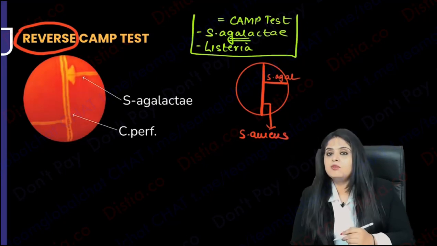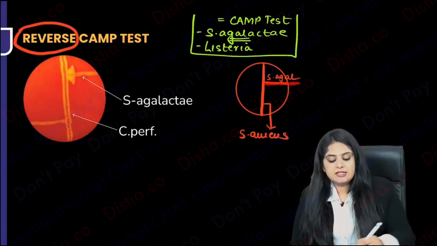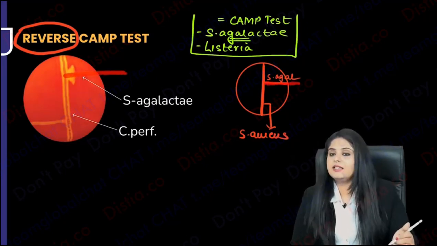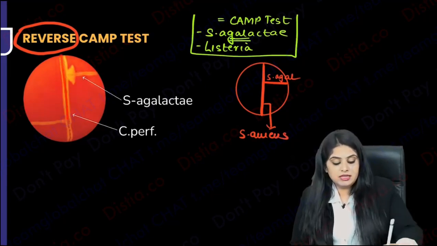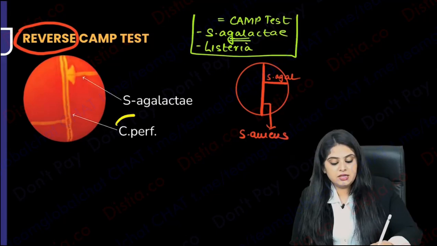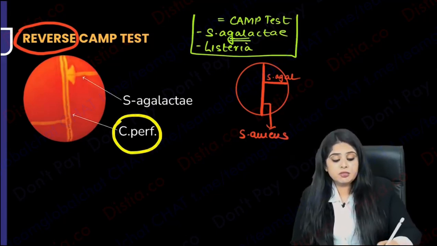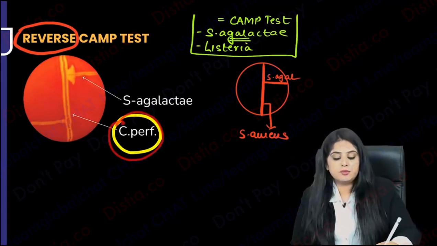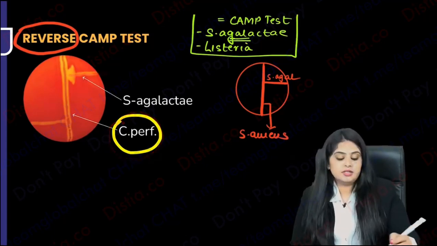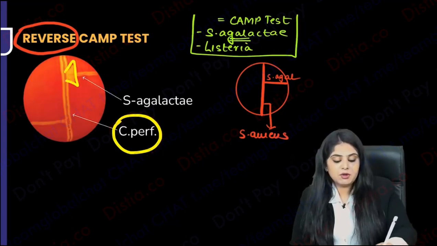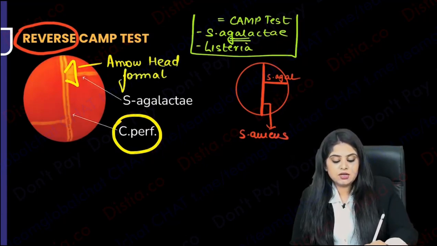You will say that, ma'am, over here also, this agalactiae is still like this. Agalactiae is still like this. The labeling of this has changed. The labeling of Clostridium perfringens has changed, because right now you told me that perfringens can also have hemolytic properties. Agalactiae also has hemolytic properties. So the hemolytic property of both gets enhanced. There is something known as an arrowhead formation. There is an arrowhead formation that tends to occur at the junction.